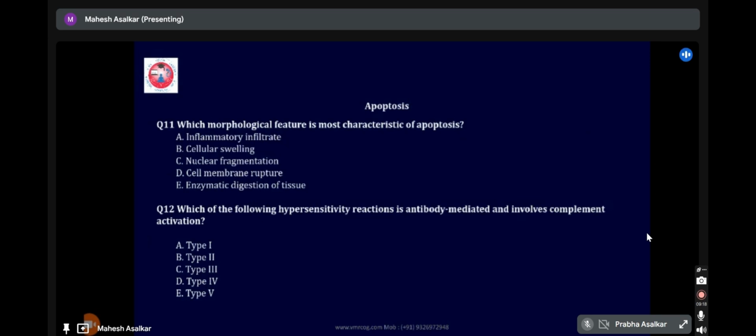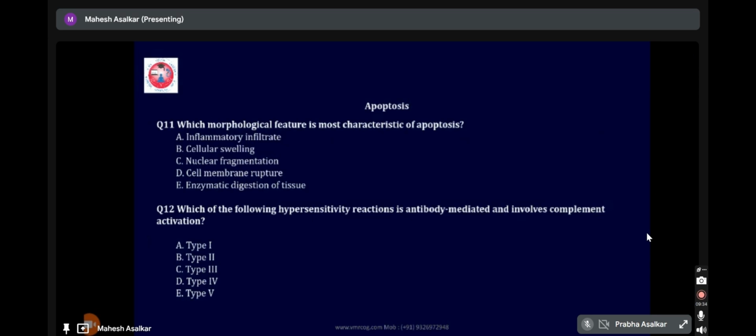that is the physiological death of the tissue. Okay, physiological death of the tissue. So what happens there? Nuclear fragmentation. Yes. Go ahead with the next question.